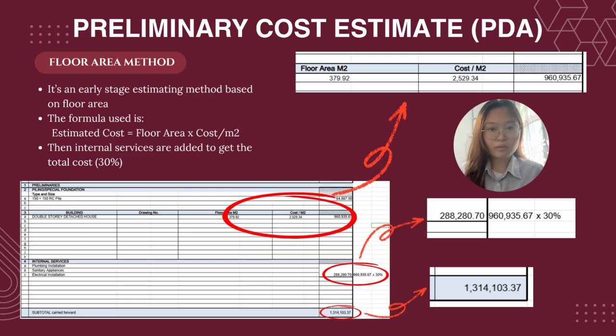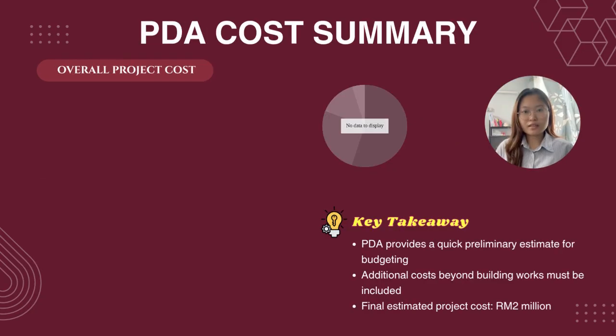This slide shows our preliminary cost estimate using the floor area method. First, we calculated the building cost by multiplying the floor area of 379.92 square meters by the cost rate of 2,529.34 per square meter, giving us an estimated cost of 900,000 ringgit. Then we added 30% for internal services, which is almost 300,000 ringgit, resulting in a total preliminary estimate cost of 1,300,000 ringgit.